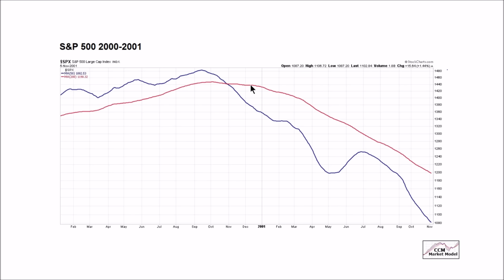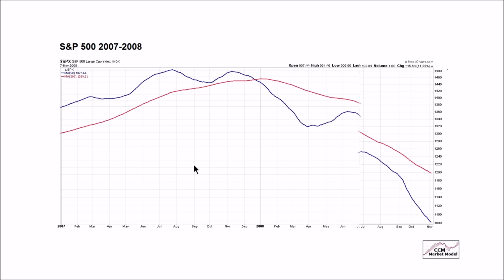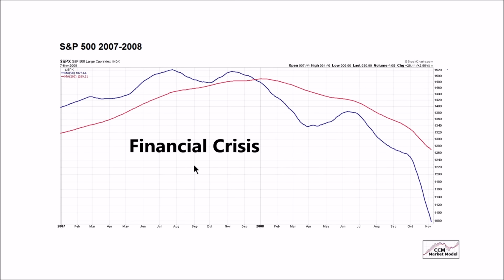Now the slope of the 200-day is down. The 50 is below the 200-day, and it also has a negative slope. And as you can see, during this entire decline here, our low probability look never flips back to a higher probability look. Another example of the look that we want to avoid.